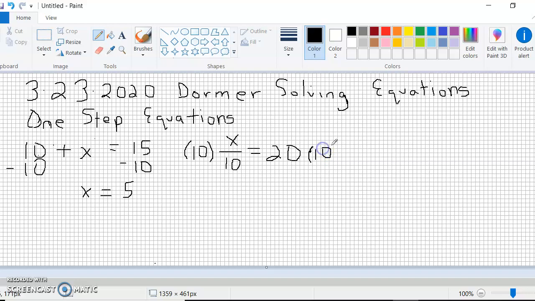Notice I'm going very slow so that you can have an understanding as we progress into things that are just a little bit more challenging, but I know you can do it. So this will cancel out, and you write this down on your paper. Now I am left with x is equal to 20 times 10. So the answer here is 200.